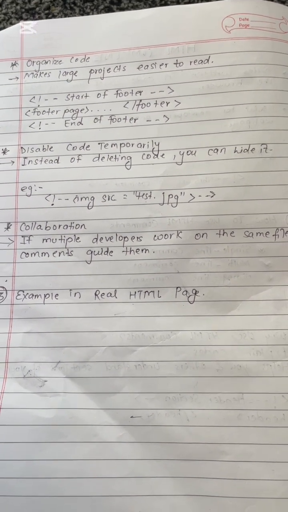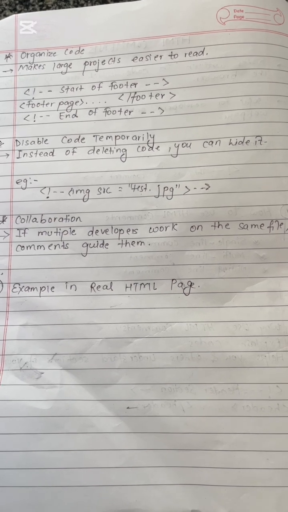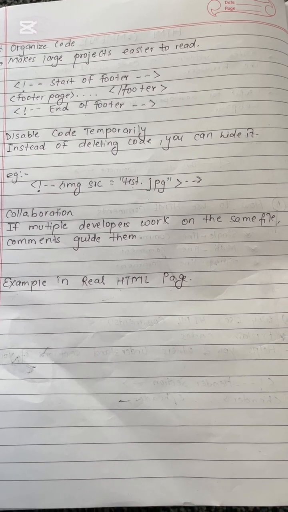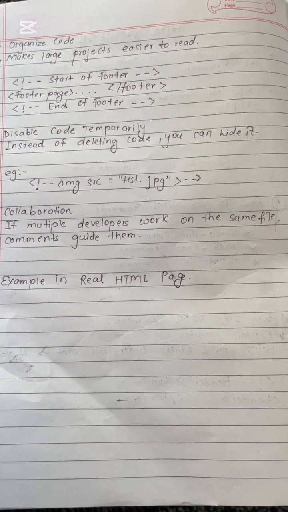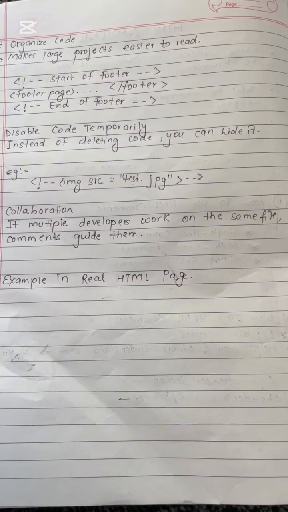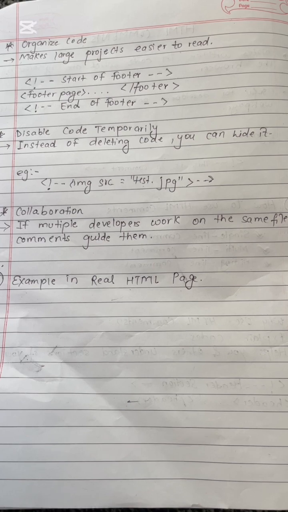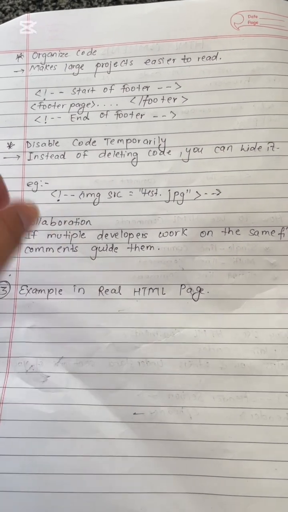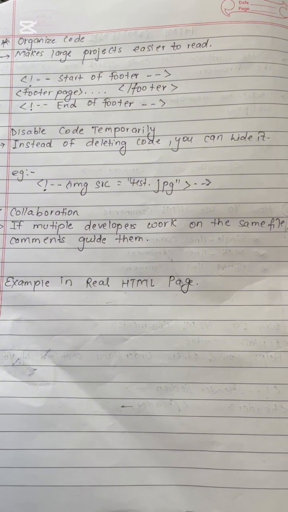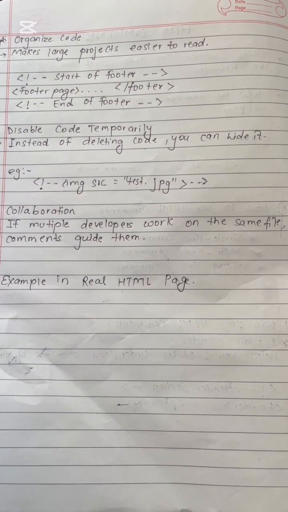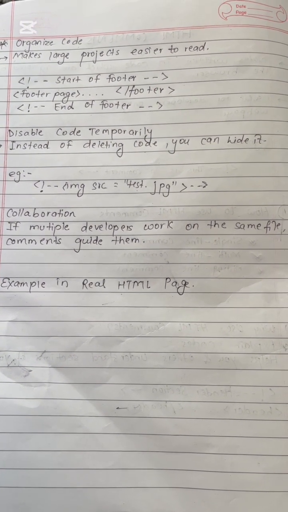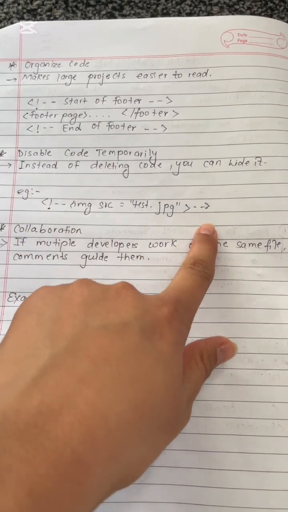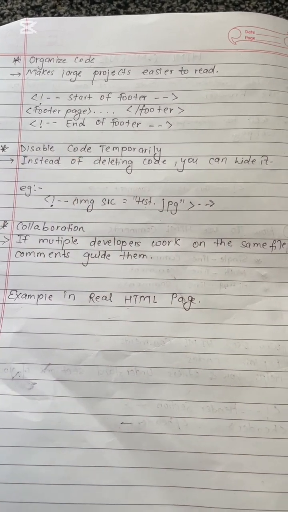And the third one is to disable code or hide code. Sometimes you don't want to delete code, but you also don't want it to show on the web page. In that case, you can just comment it out like the way I have commented it out here. You can see here the example for the image. The image won't show on the page, but it is still in your code. Later, if you want it back, just remove the comment tags like this one and this one. If you remove this, you can see your image on the web page.